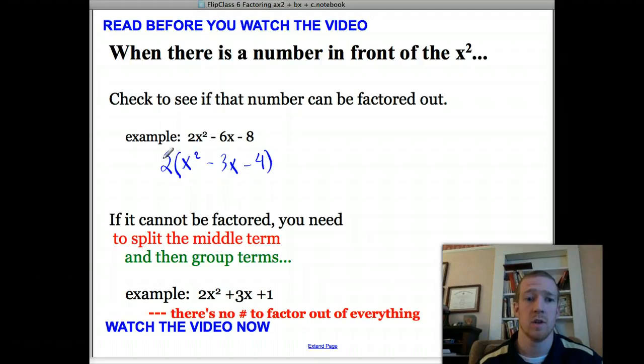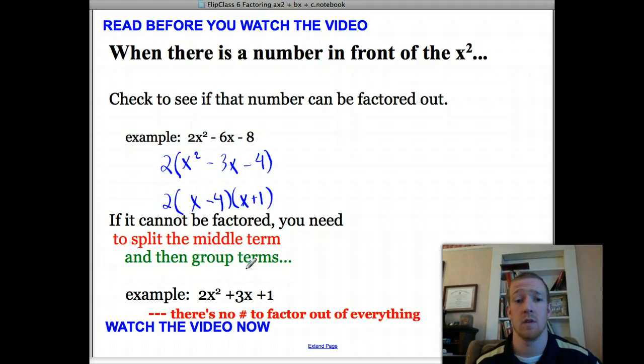Alright, so now since we took out that 2, we still have to keep that 2 there, but we can now factor this just like we would have factored our trinomials, right? X squared minus 3x minus 4. What multiplies to negative 4? 4 and 1. And what adds to a negative 3? It's going to be negative 4 and a positive 1. That factors just as normal, 1 GCF. But it can't be factored.